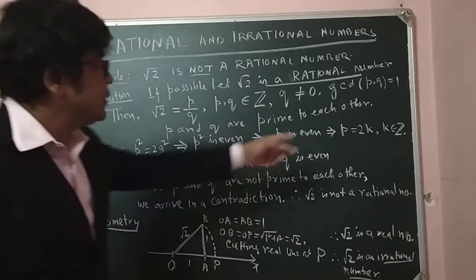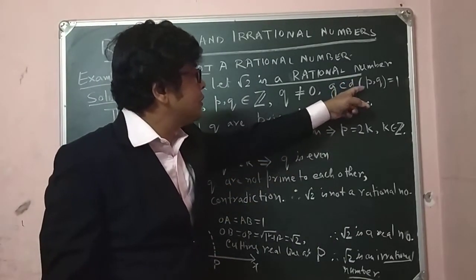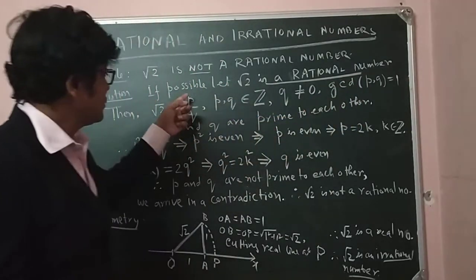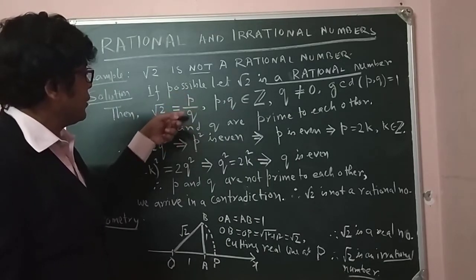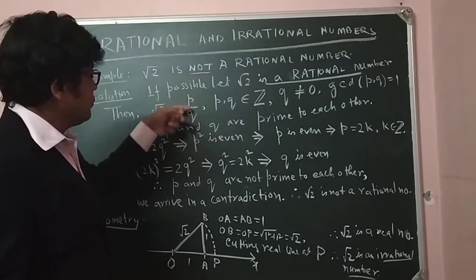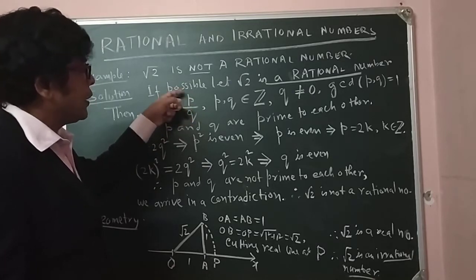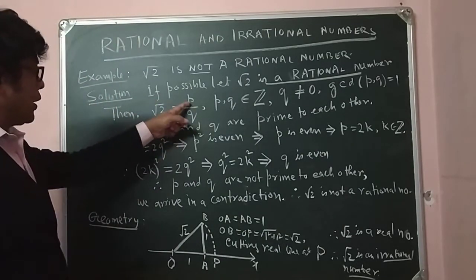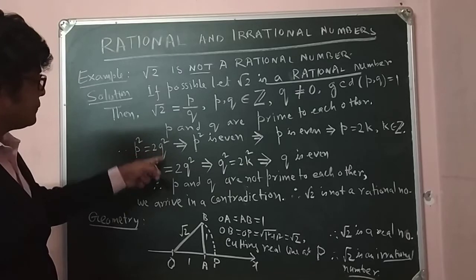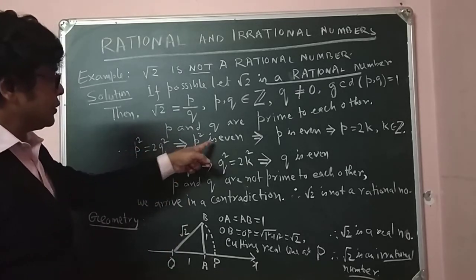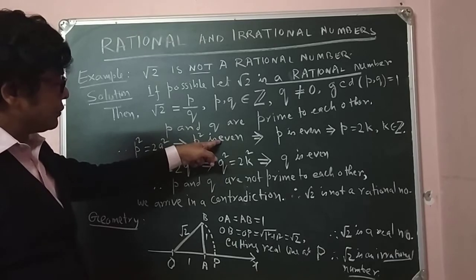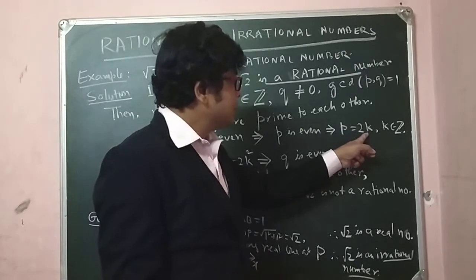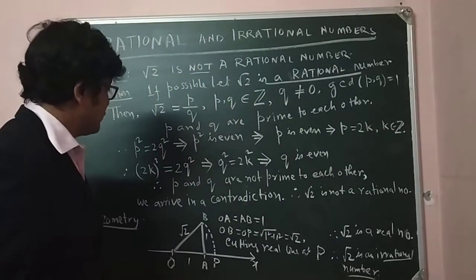And we consider the GCD of p, q equal to 1. This means that p and q are prime to each other, because if they have any common factor, we can cancel it to get a number in the form p by q such that the GCD of p, q is equal to 1. So squaring both sides, we get p square equal to 2q square. This implies p square is an even number. And we know that if the square is an even number, the number itself is an even number. So p is even, this means p equals 2k, where k is an integer, k belongs to Z.